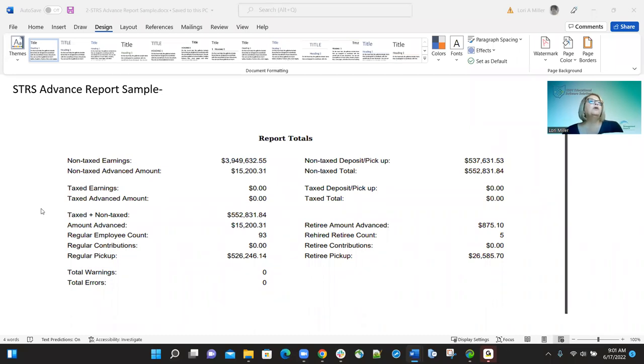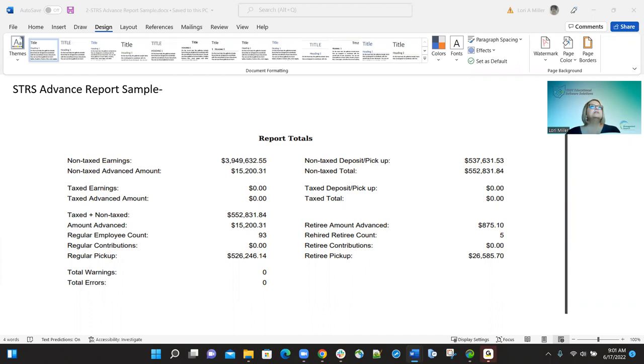Today, we're going to be going over the STRS Advance balancing. First thing I want to go over is we're just going to briefly touch over the STRS Advance program. Again, a review before we actually go to the actual balancing issue.